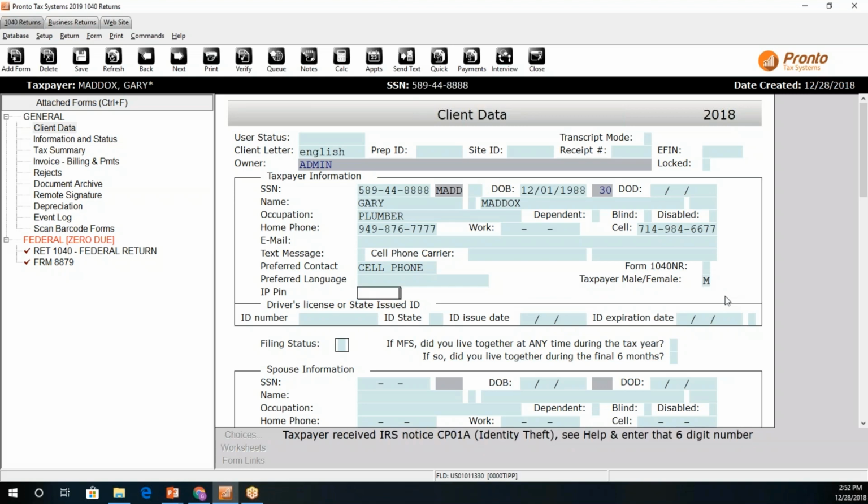And IP PIN, they might have received a letter from the IRS because something about their ID, with maybe fraud or something situation, they received a letter from the IRS and they got a PIN number. Ask them if they received such a letter, identity theft, things like that. And if they did get a letter, get the PIN number from that letter and put it there.